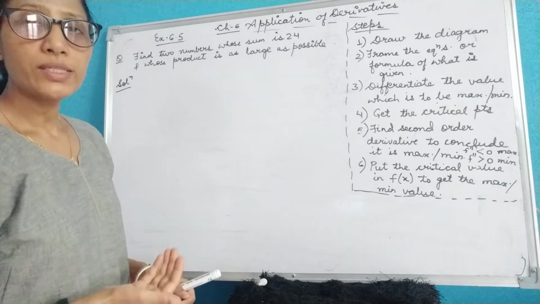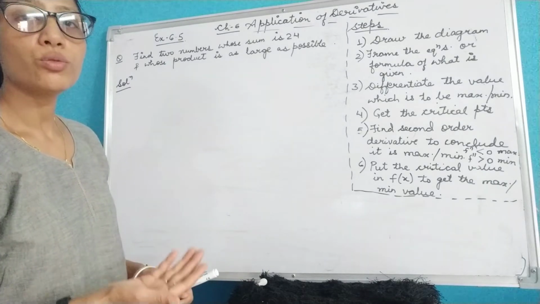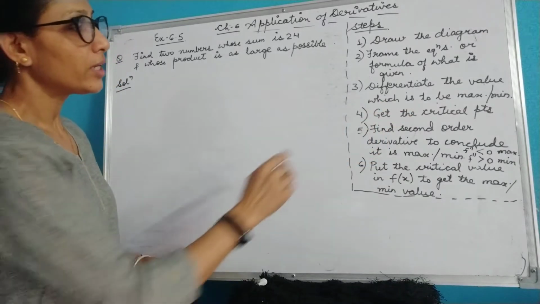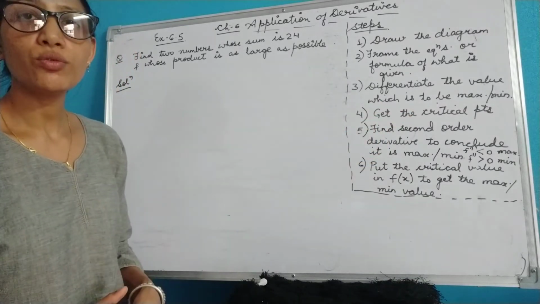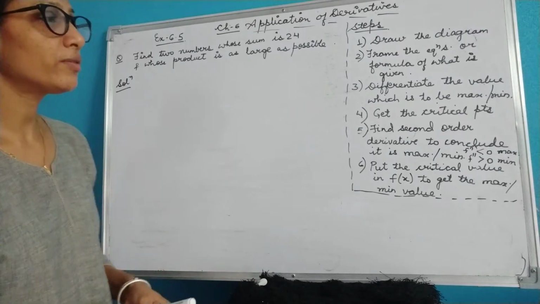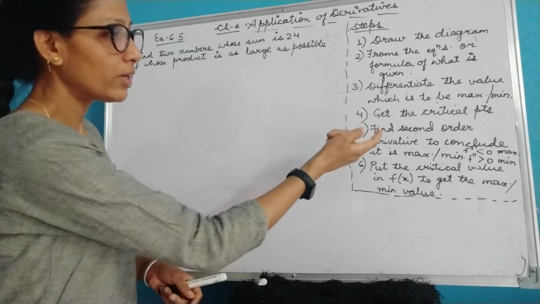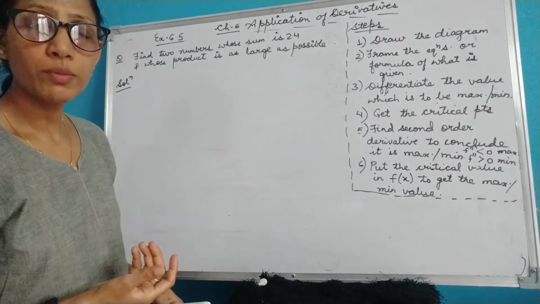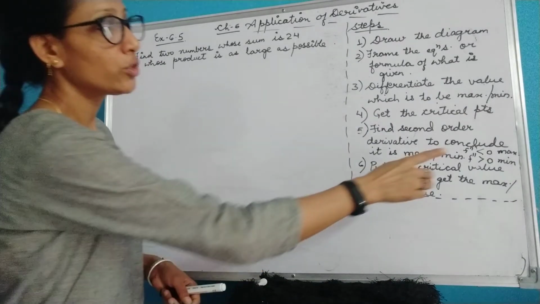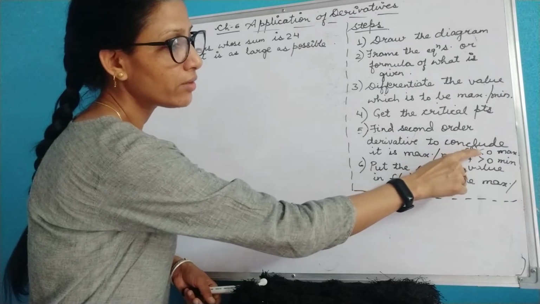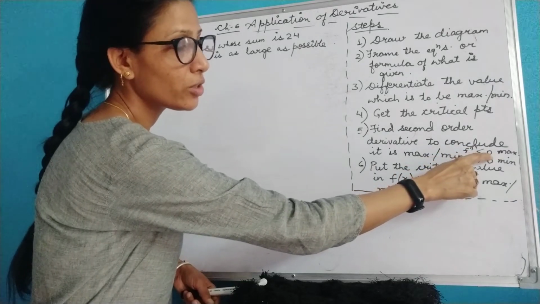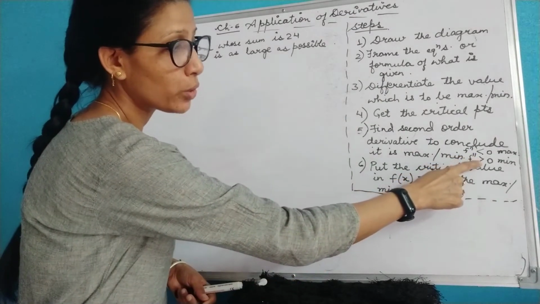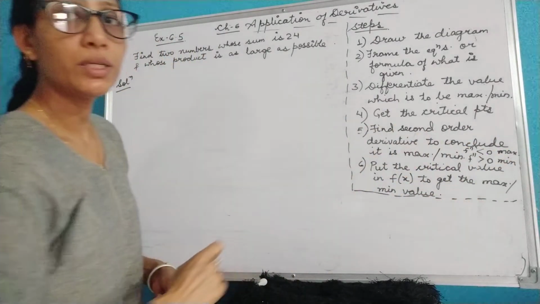Then, to maximize or minimize it, you need to do f dash x equal to 0. You will get the critical points. Now this is the point where you need to find out the second order derivative, which will conclude whether the critical point you have got here will give you a maximum value or a minimum value. Children, if your second order derivative comes out to be less than 0, then you will get a maximum value. And if it comes out to be a positive value, then you will get a minimum value.